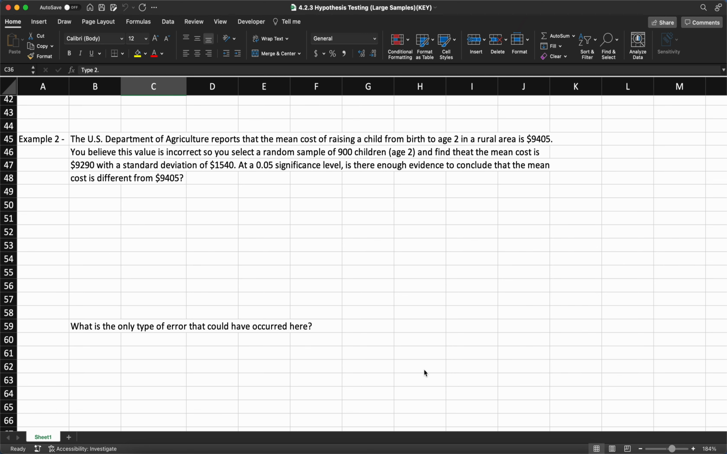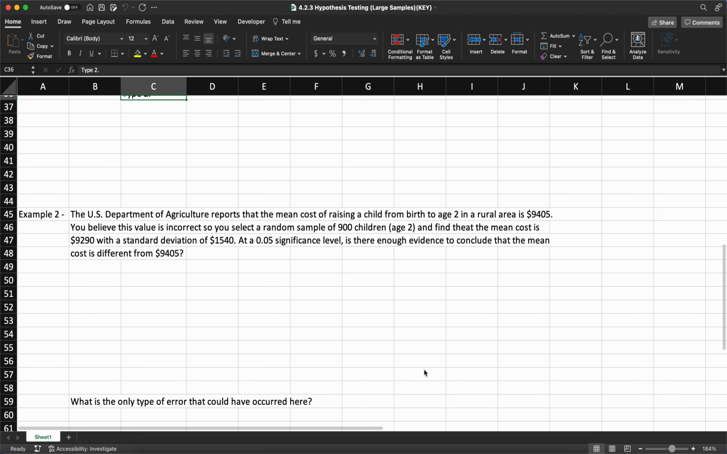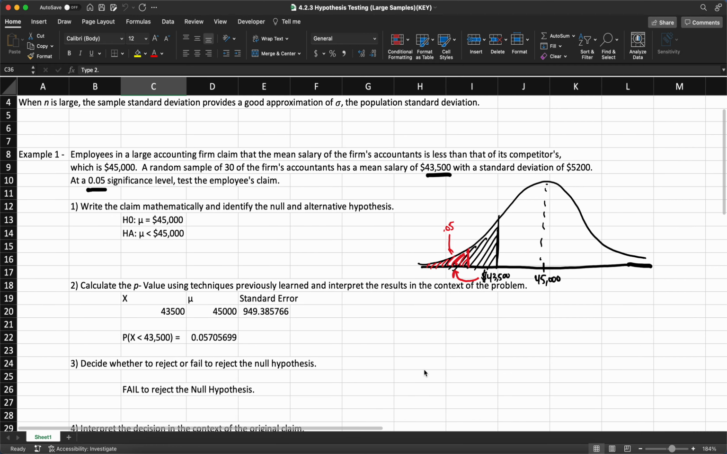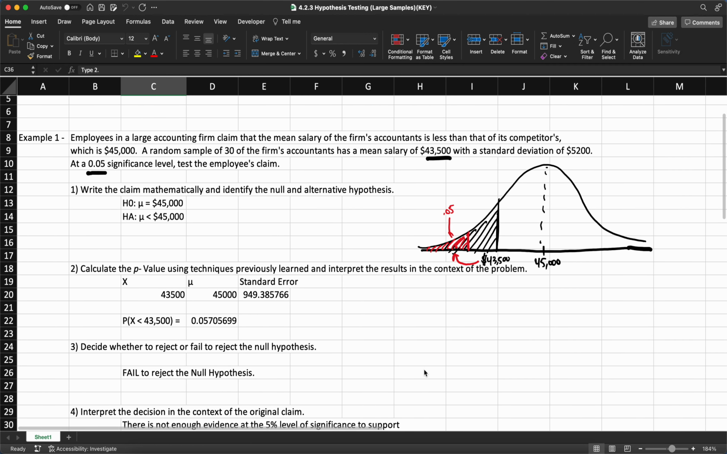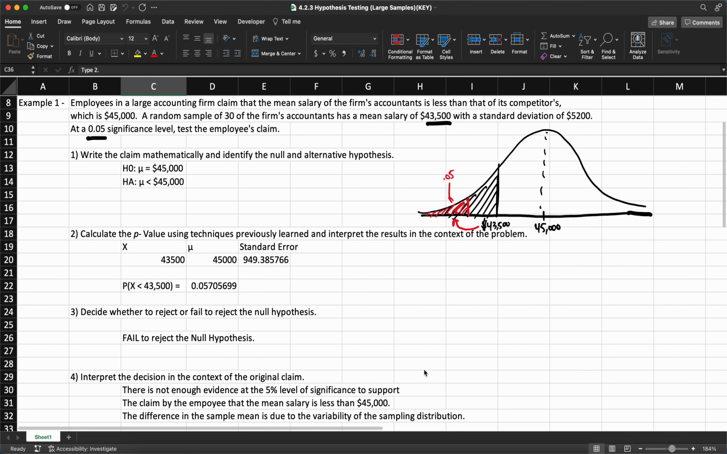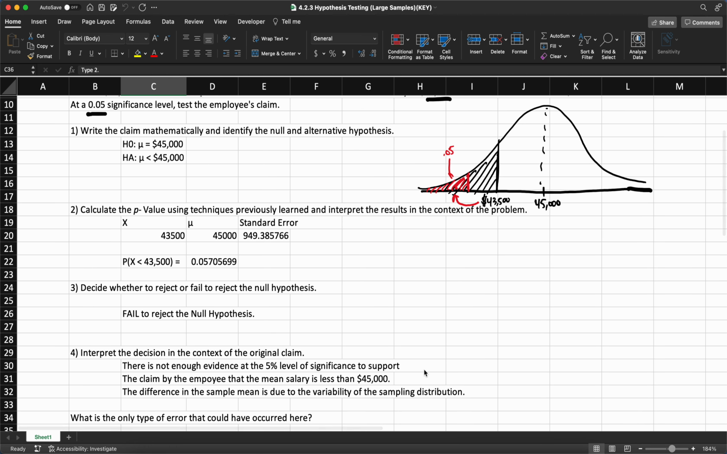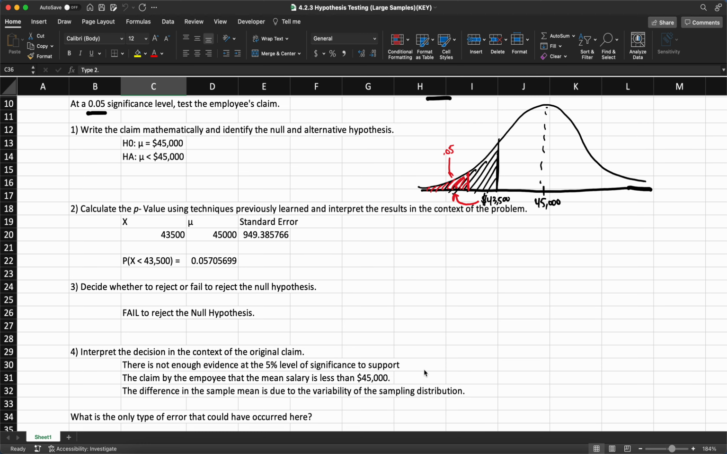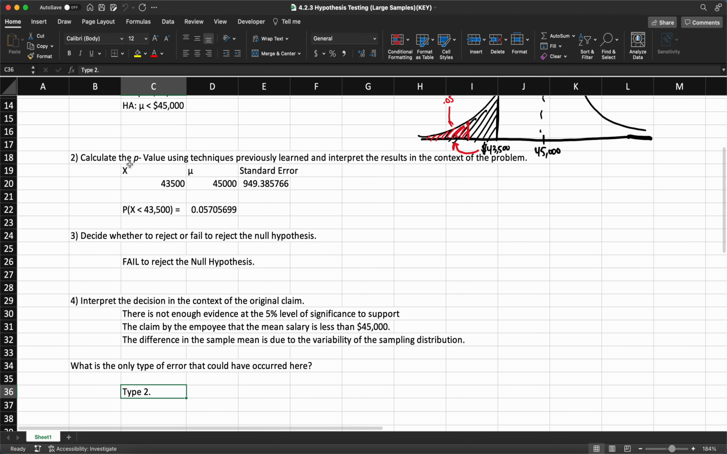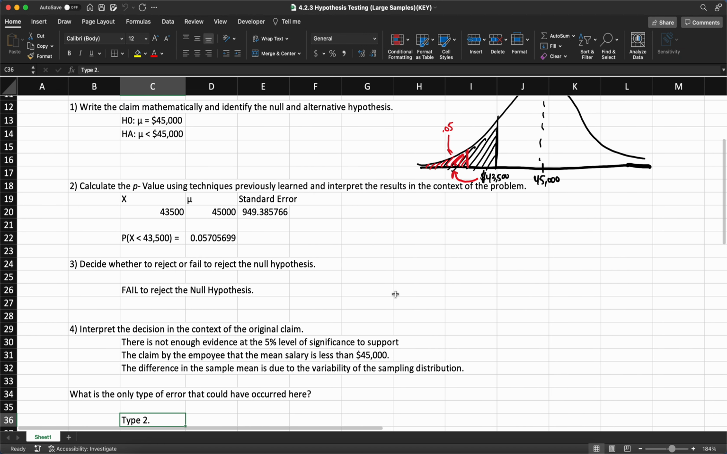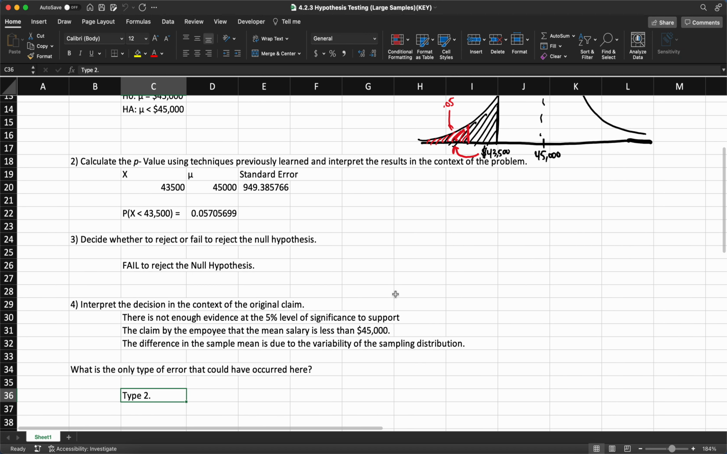Hey everyone. So in this video, we're going to look at a second example here. In the first one, we looked at employees at an accounting firm, and we talked about how to write the null and alternative hypothesis, which is something that we did last time. But then we went into how to calculate our p-value, which is basically just the probability that this sample mean could have happened in the context of the larger problem.